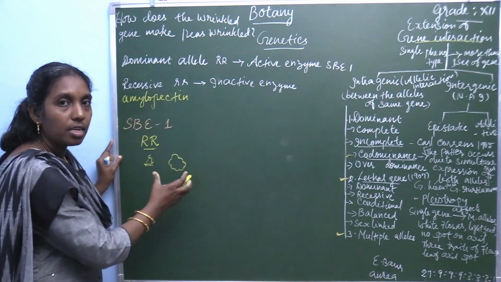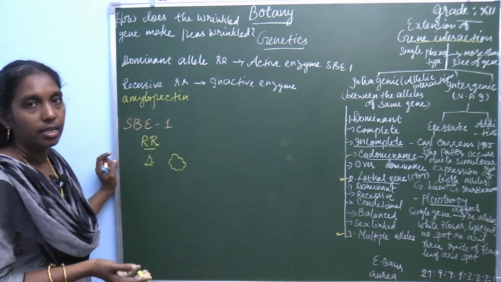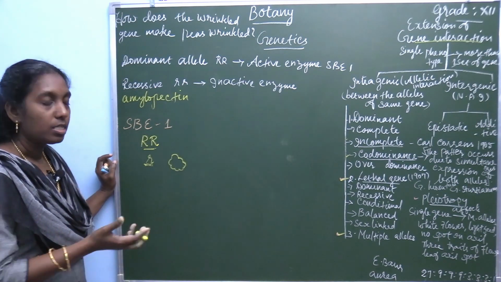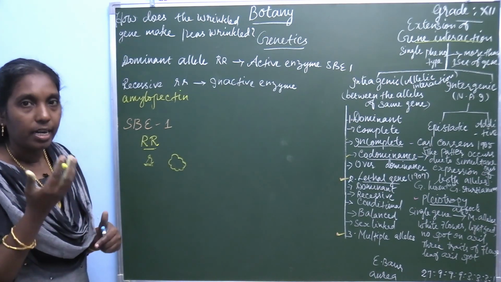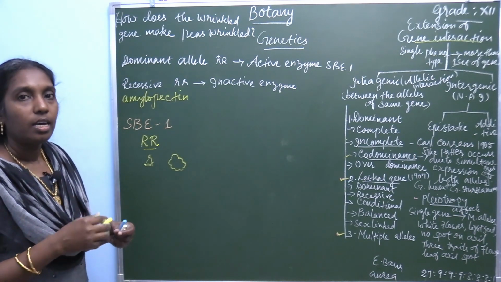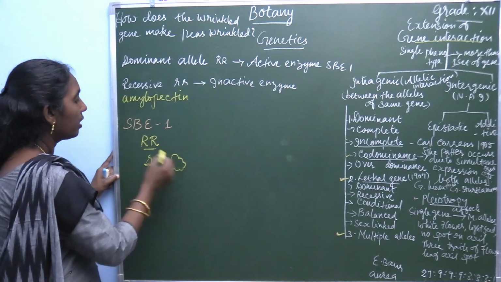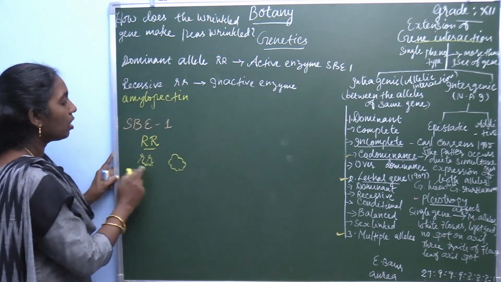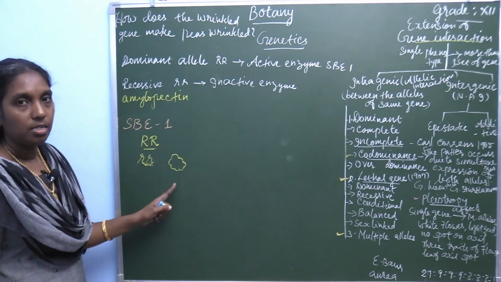The wrinkled seed accumulates more sucrose and has high water content. So, when the seed matures, inside the seed the osmotic pressure rises. So, it absorbs more water, and when the seed dries, it loses its water and becomes wrinkled. So, recessive small r is responsible for this wrinkled seed.